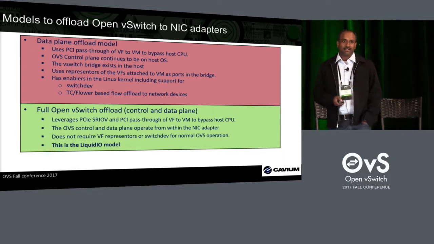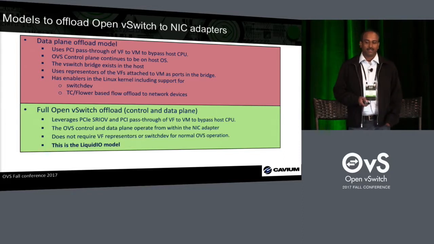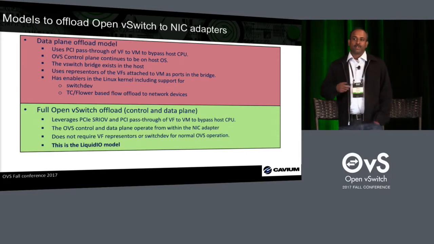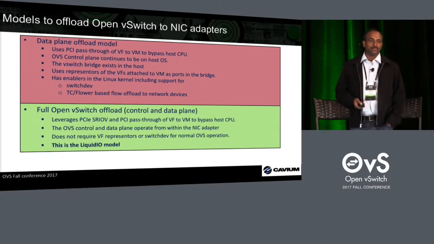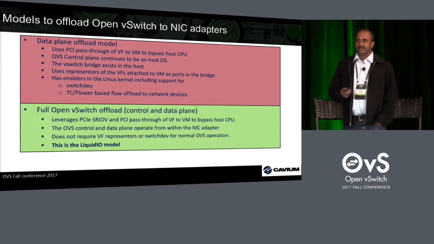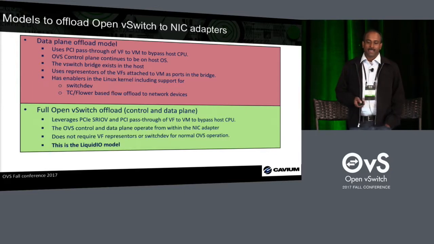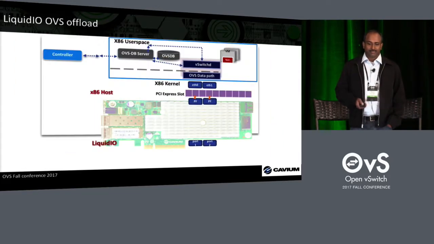The alternative to that is a full offload. Not only do you allow the data plane to fully exist within the adapter, but you also get the control plane to exist on the adapter. In that case, you still leverage PCI pass-through to get the packets into the VM. But now you can manage it remotely. You don't have to go to the host OS to do that. And that's the LiquidIO model that I'm going to present shortly.